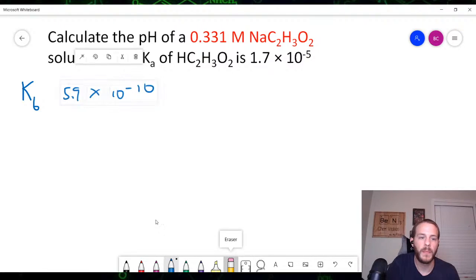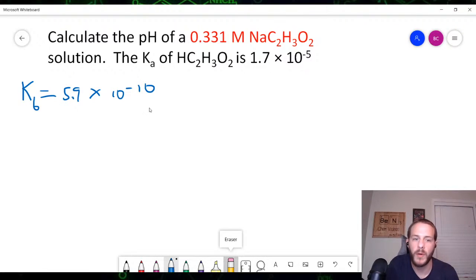So Kb is equal to 5.9 times 10 to the minus 10. We're going to continue this as though it was any equilibrium acid-base problem. The first thing we're going to do is write the equation for the weak base reacting with water. In this case, the weak base is our acetate ion.